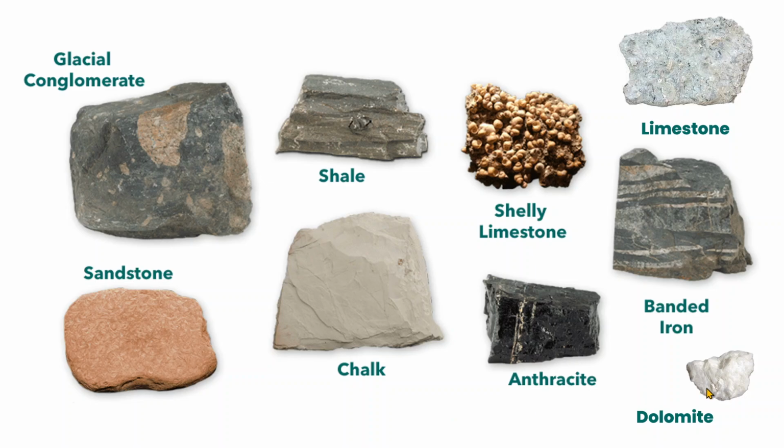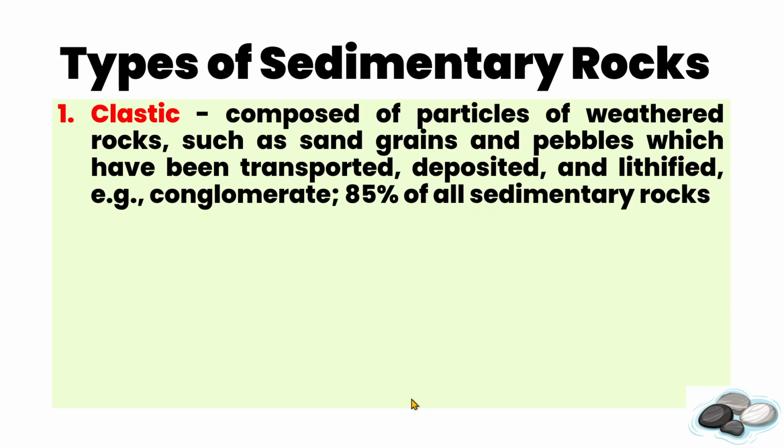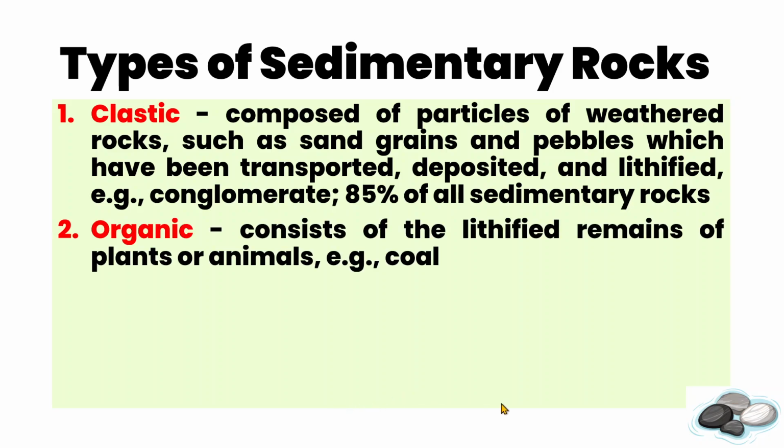These are examples of sedimentary rocks. Sedimentary rocks can be classified into many categories. For example, clastic sedimentary rocks. These are composed of particles of weathered rocks, such as sand grains and pebbles, which have been transported, deposited, and lithified. An example is conglomerate, or in the local language, gravel. 85% of all sedimentary rocks are clastic sedimentary rocks.